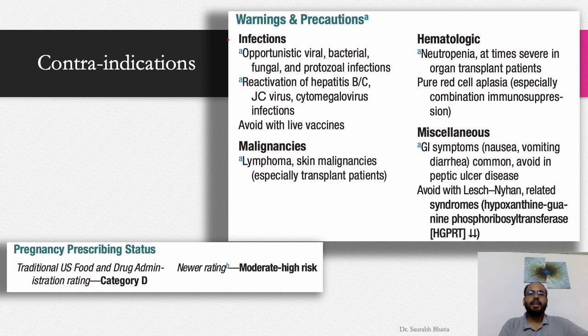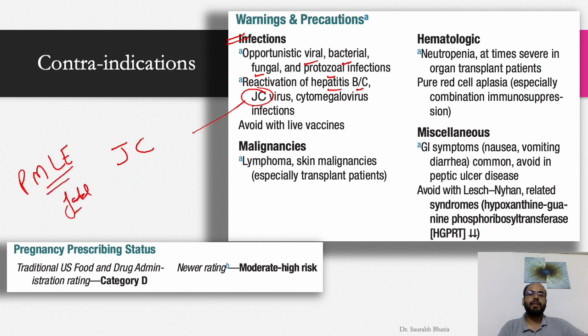Warnings, we just have to remember the heading. Infections like opportunistic infections, viral, bacterial, fungal, protozoal, can be reactivated in patients. Reactivation of hepatitis B, C, JC virus. Now, JC virus is John Cunningham virus, and reactivation of JC virus can lead to progressive multifocal leukoencephalopathy, and this can be fatal, so we have to keep that in mind. With any immunosuppressive, be it MMF or azathioprine or methotrexate or cyclosporine, reactivation of JC virus has been linked with PML, which is fatal, so we have to keep that in mind.